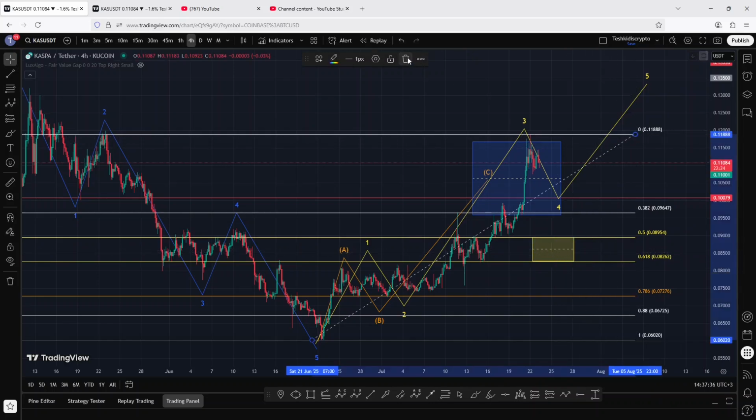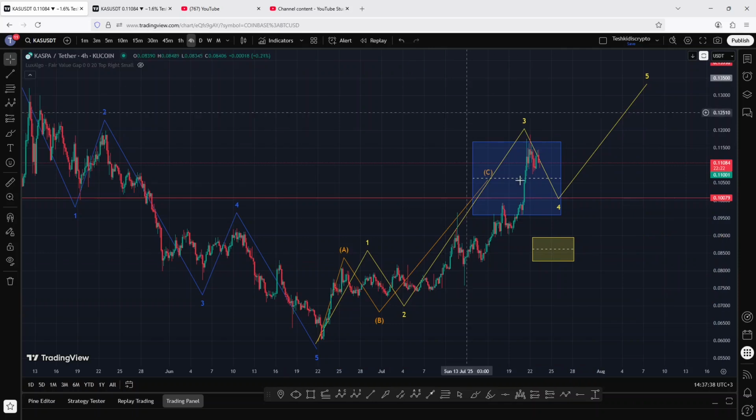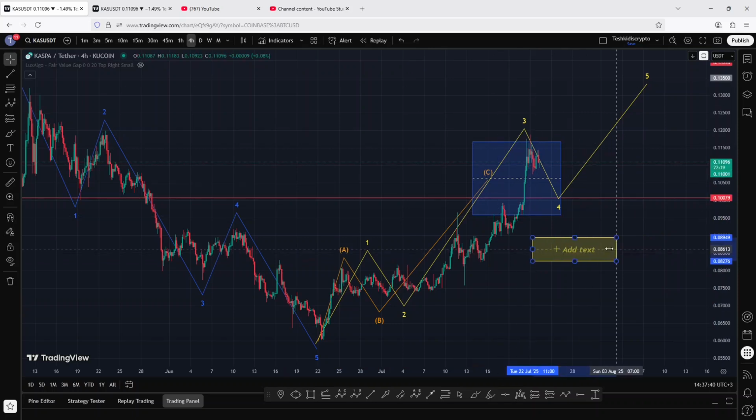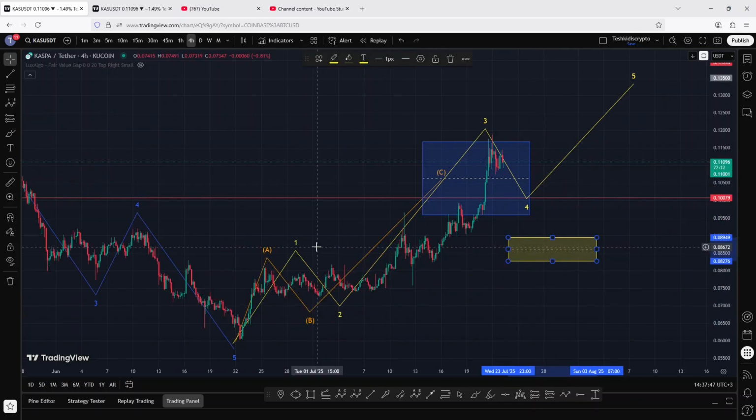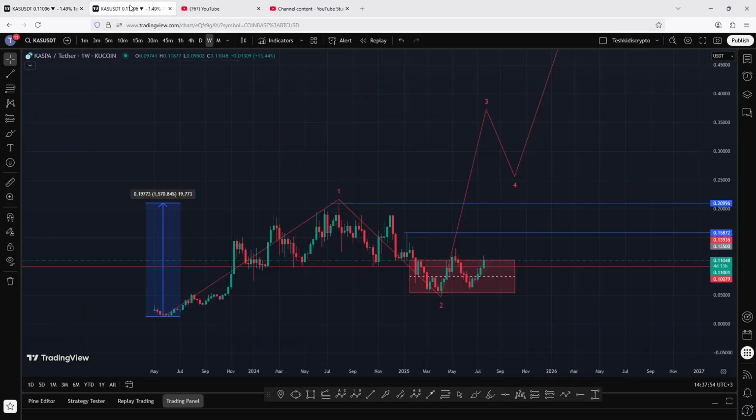So in case we get a pullback losing the 0.1 USDT mark, pay attention to this yellow target area down here. And remember that in case we get a more bullish case scenario in this 5-wave structure, that will be fully supporting an edge wave structure that I have here on the weekly chart, that is suggesting that we can easily get to new all-time highs.